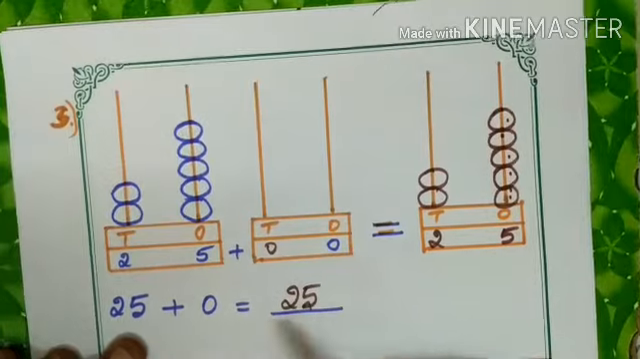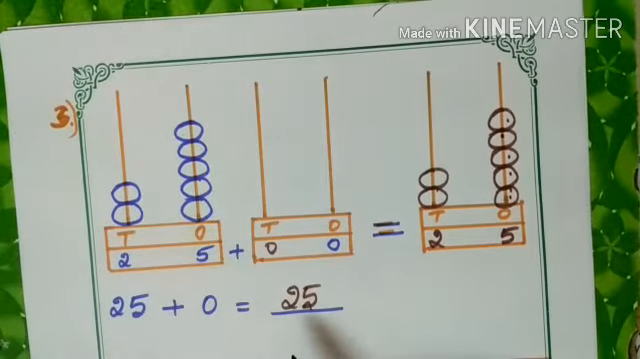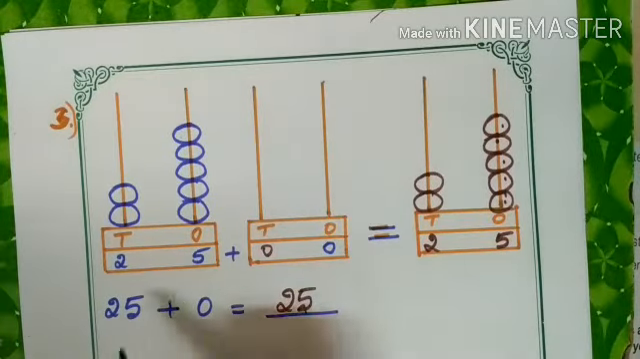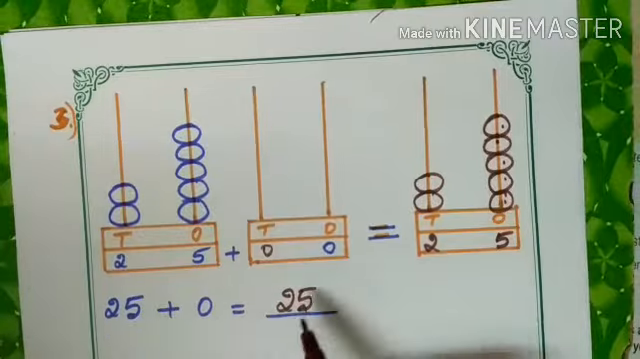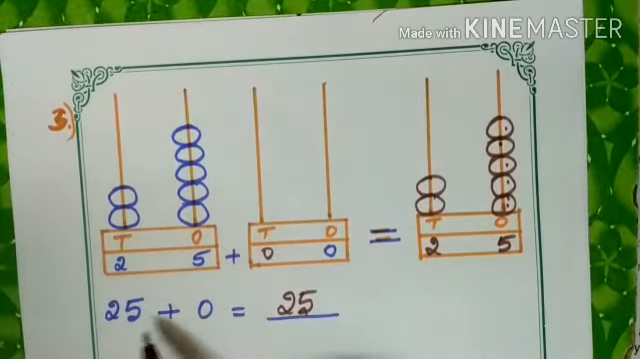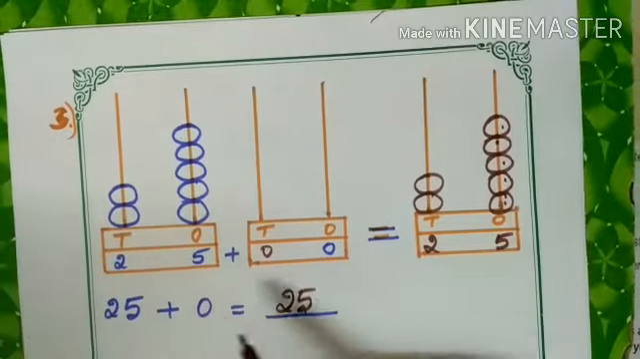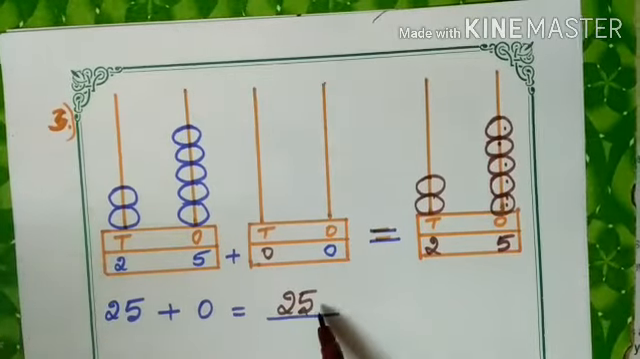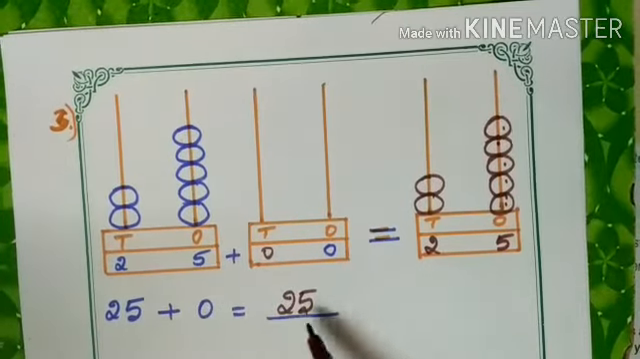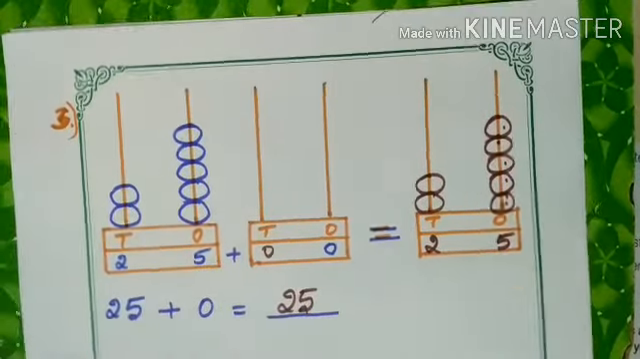25. Already you learned this one. Zero property of addition. When we add any number to the 0, we will get the number itself. Or we can add 0 to any number, we will get the number itself.